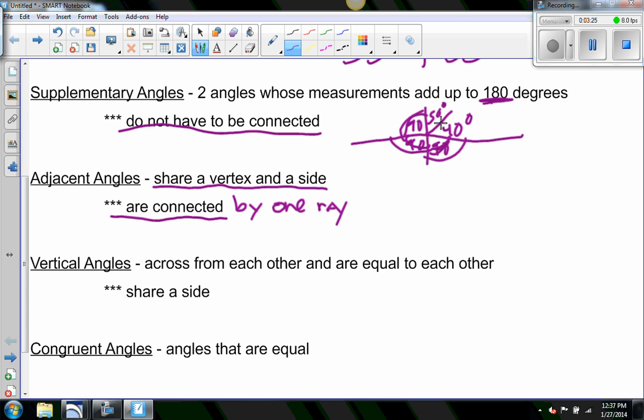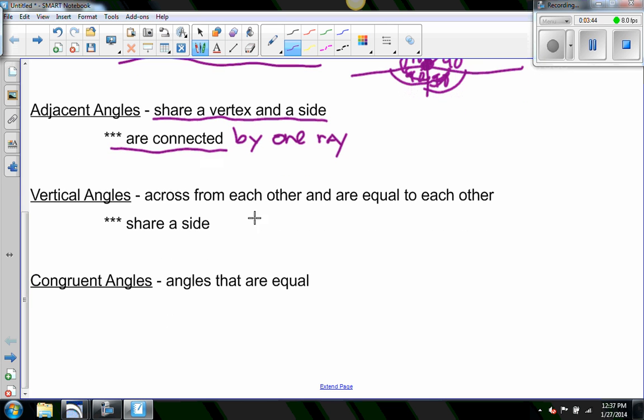So up here, this 50 and this 40 would be adjacent. They're right next to each other, right? This 90 and this 50 would be connected. They share a vertex, which is the middle, and one side. That's what adjacent means.